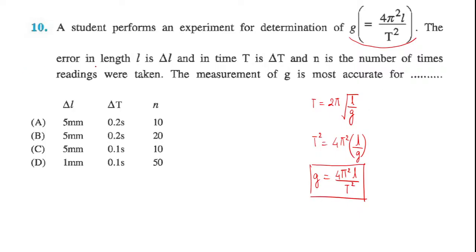Here it says that the error in the length is delta L, the error in the time period is delta T, and n is the number of times the readings were taken, right? And the measurement of G is most accurate for.